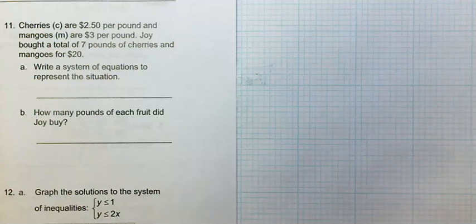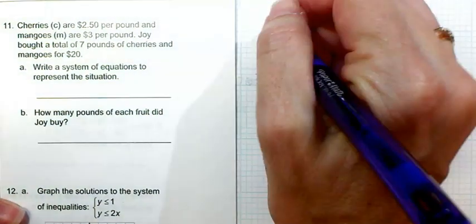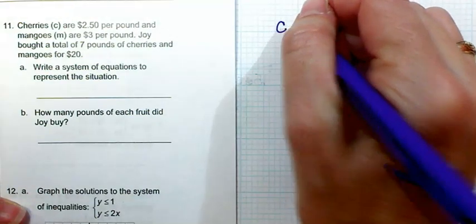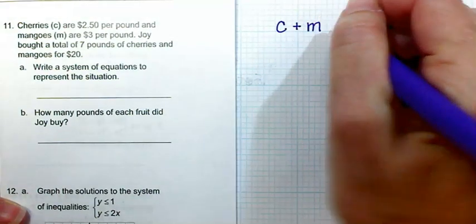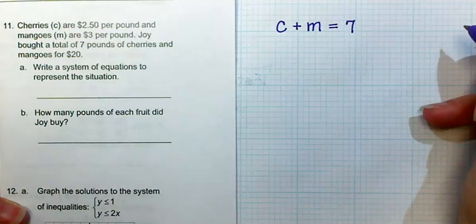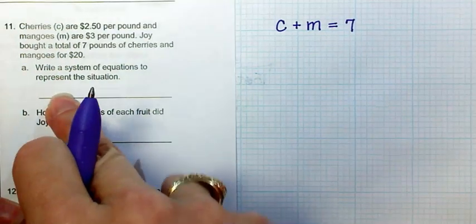Well, I'm going to think first about just the number of pounds of fruit she bought. She bought C pounds of cherries. She bought M pounds of mangoes, and together that's 7 pounds. Okay, so that's the first equation.